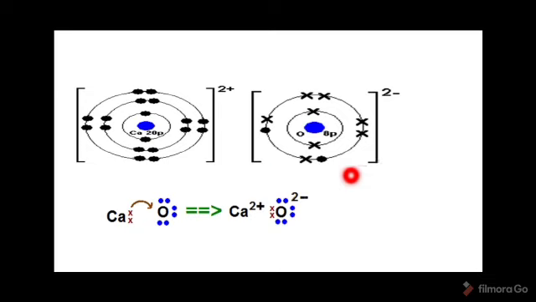This is the diagram, a complete electronic configuration of calcium and oxygen. Calcium has 2 electrons in the outermost shell. Oxygen has 6 electrons and is in need of 2 electrons. 2 electrons transfer from calcium to oxygen, creating 2 oppositely charged particles, Ca2+ and O2 minus. The force of attraction between Ca2+ and O2 minus gives you an electrovalent bond.